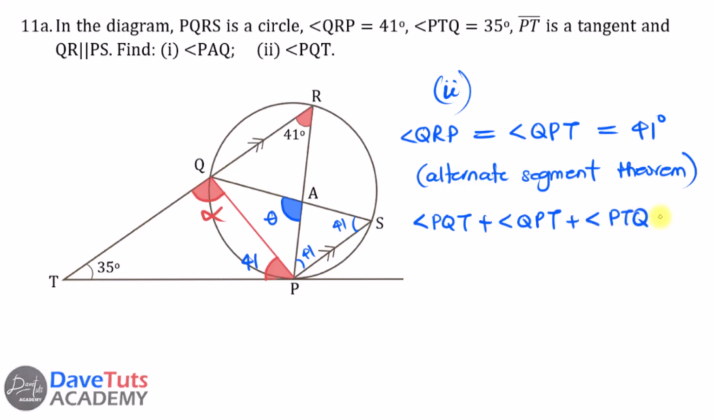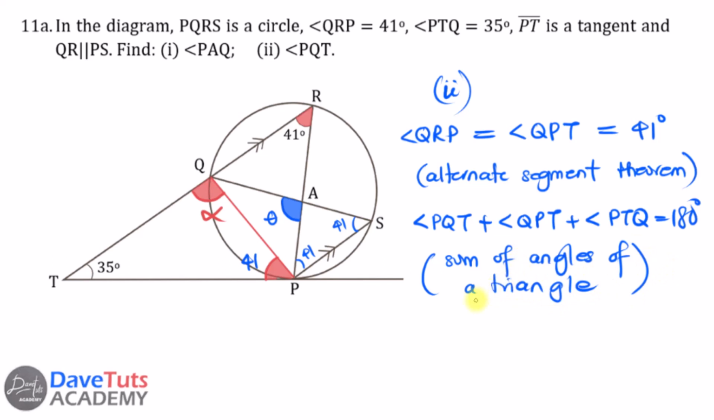The sum of everything is 180 degrees. Why? Because they are the sum of angles of a triangle. And the sum of angles of a triangle is nothing but 180 degrees.